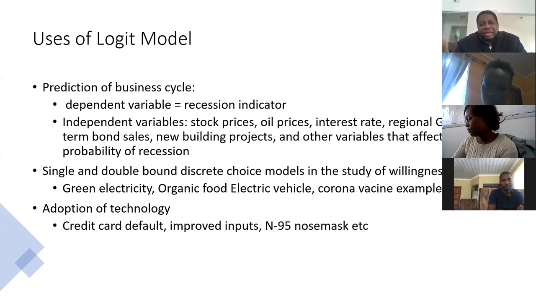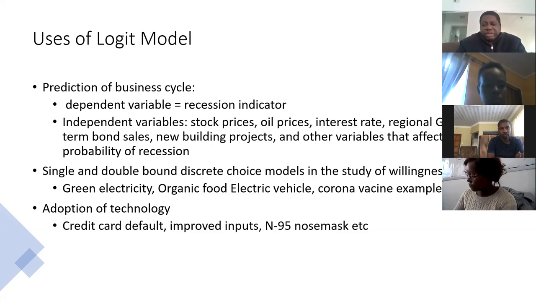For instance, the use of credit card, improved agricultural input. You may adopt fertilizer, adopt the use of improved seeds, adopt irrigation technology, and so on. Even in this current coronavirus situation, maybe adoption of N95 nose masks for everybody, and so on and so forth. So anytime you can identify a binary variable, yes or no, just two, then you can apply logic model to examine the probability of adoption or prediction, willingness to do one thing or the other.